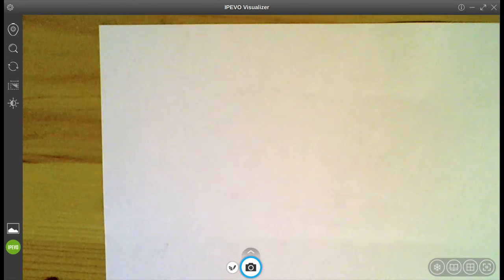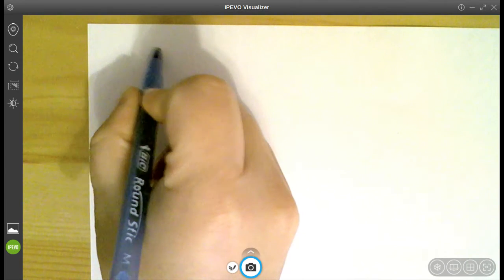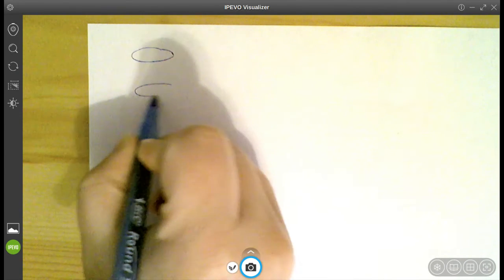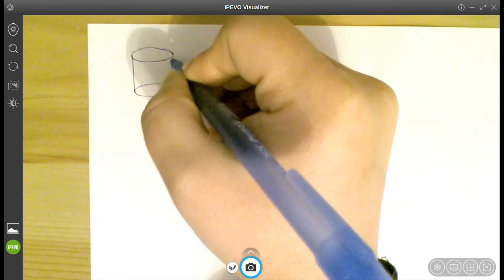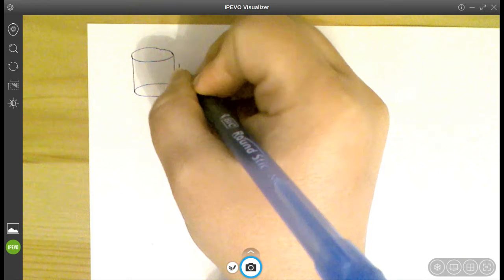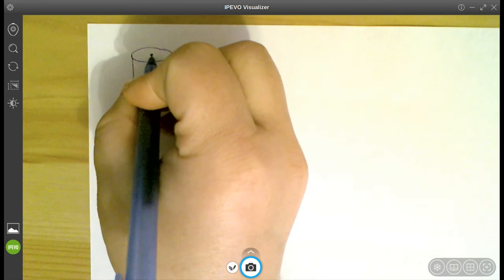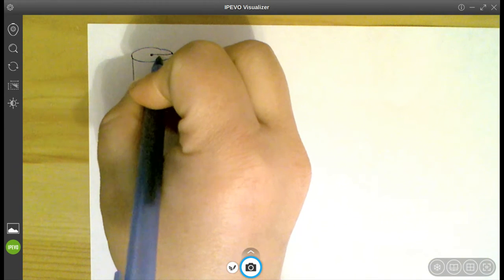Hi, today we're going to learn how to find the surface area and volume of a cylinder. Let me go ahead and draw a cylinder. You can see that it's made up of two bases that are circles. And when we're dealing with cylinders, we will deal with the height of the cylinder as well as the radius.